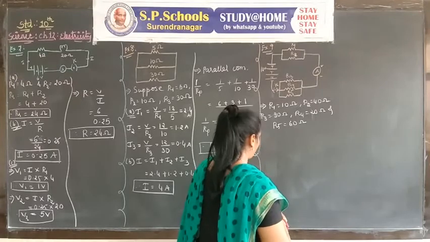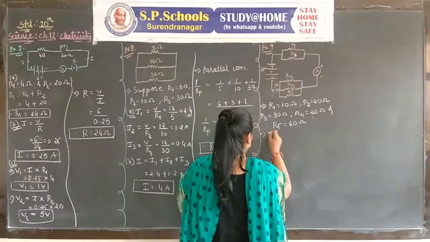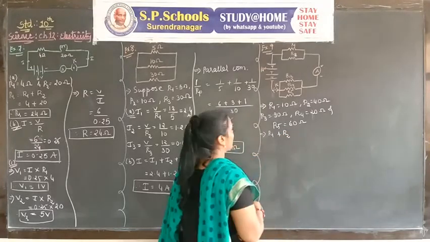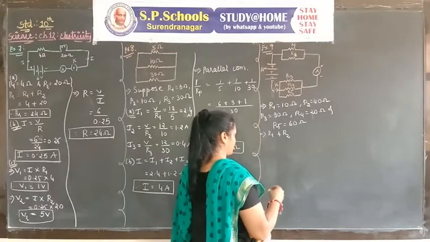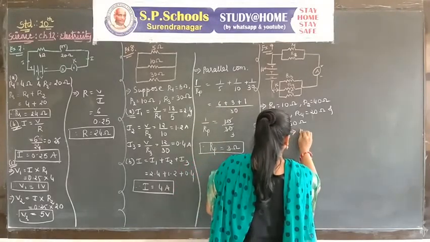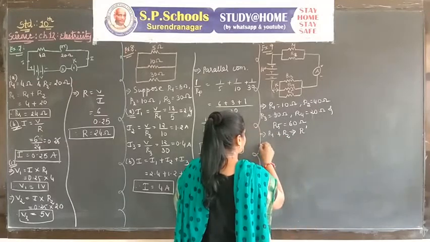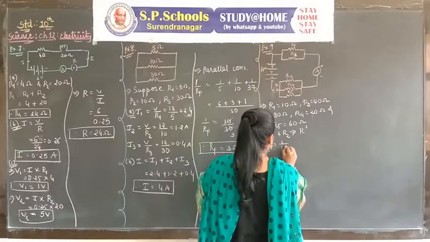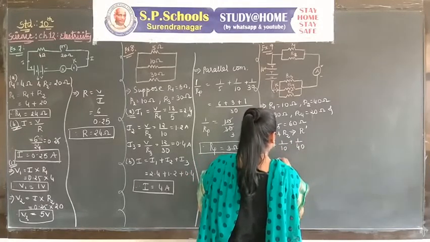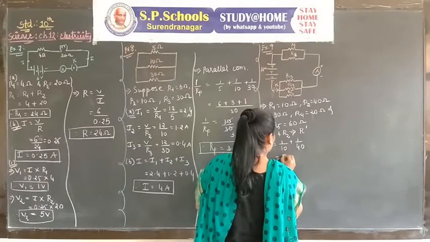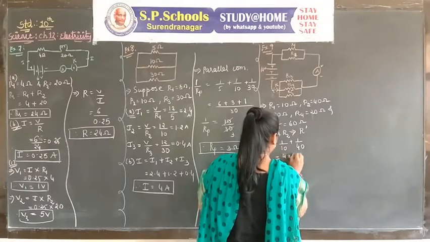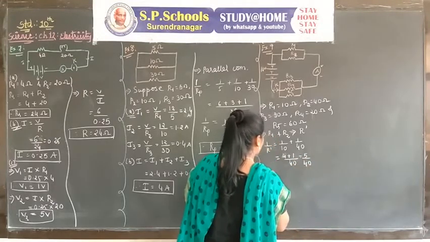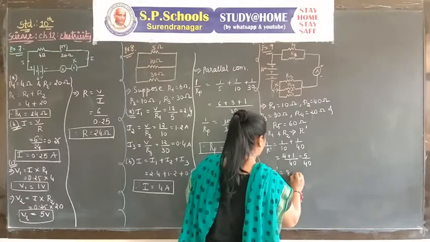First we find R1 and R2. R1 and R2 are connected in parallel combination. In which way do we find it? We find it with the circuit. Suppose the equivalent resistance of R1 and R2 is R dash. So 1 upon R dash is equal to 1 upon R1, which is 10, plus 1 upon R2, which is 40. So 4 plus 1 upon 40 is equal to 5 upon 40. So R dash we get is 8.